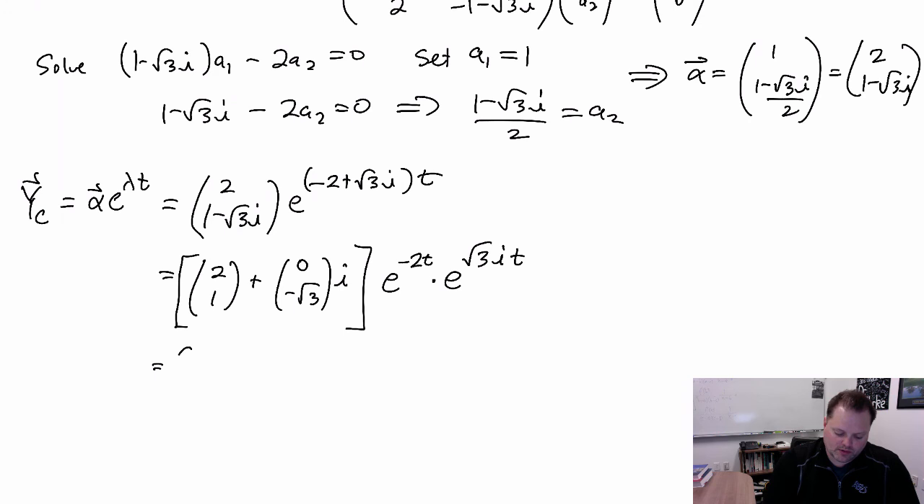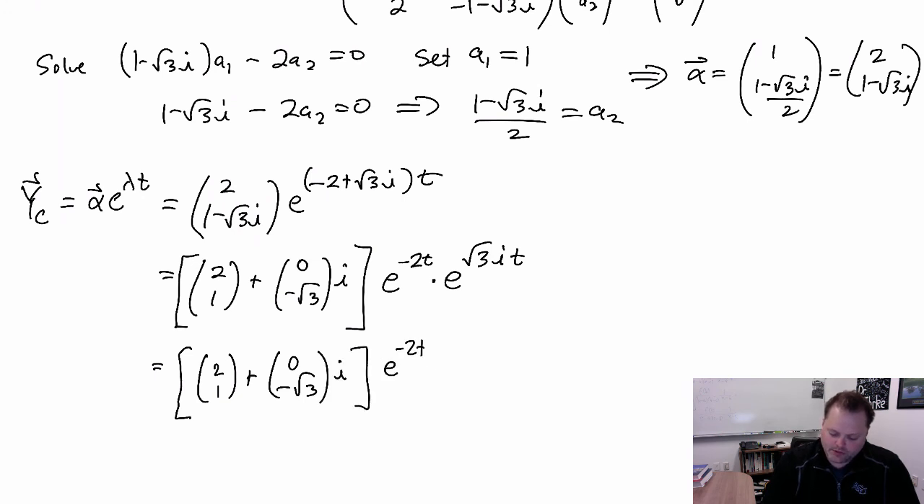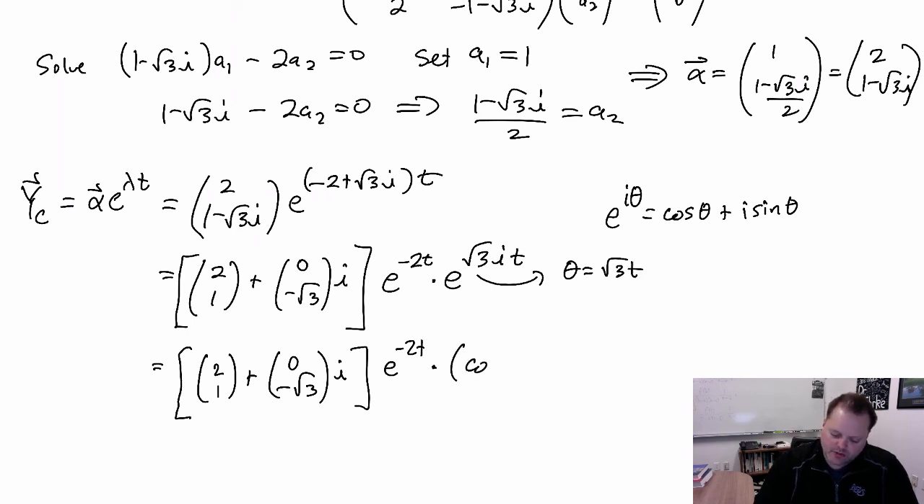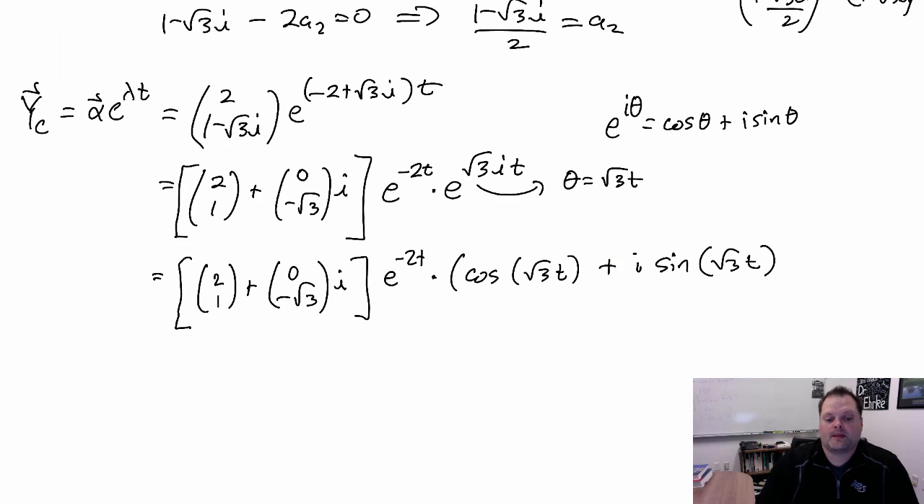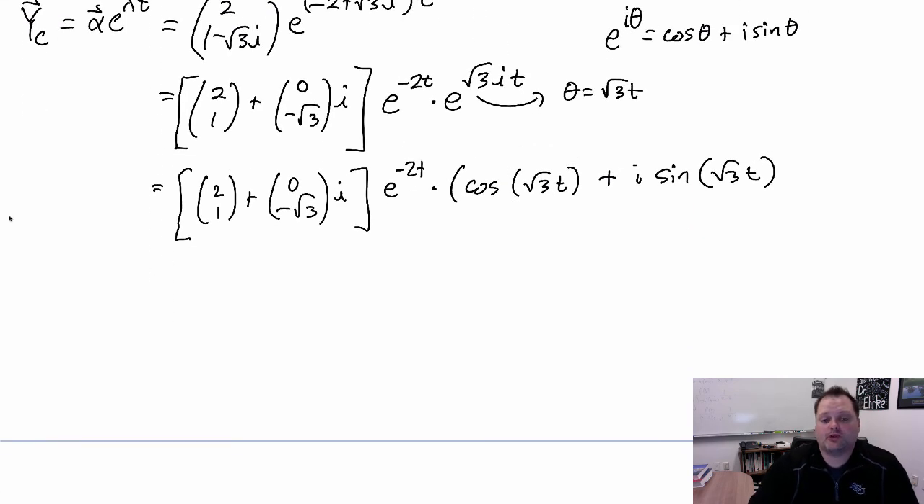Okay, so one more little step. We can use Euler's formula. Remember, e to the i theta is cosine theta plus i sine theta. And so here, theta is square root of 3t, right? So this would be cosine square root 3t plus i sine square root 3t. Okay, now it's in a form where I can FOIL it real easily.